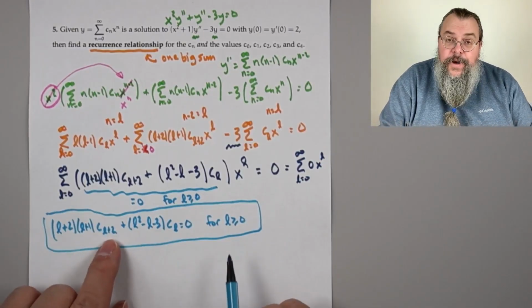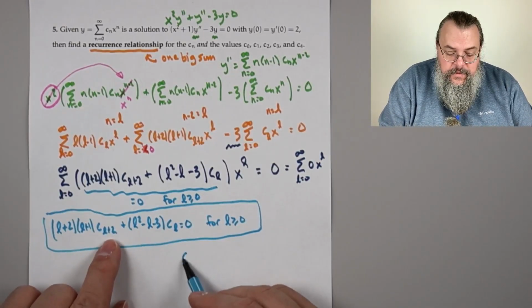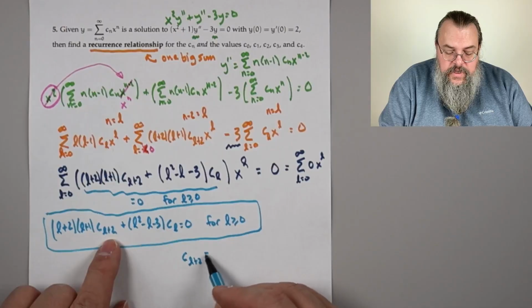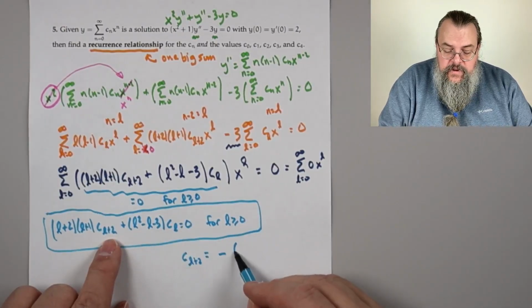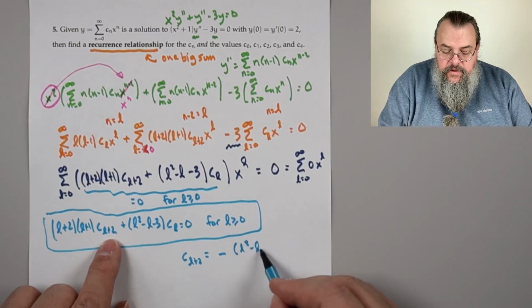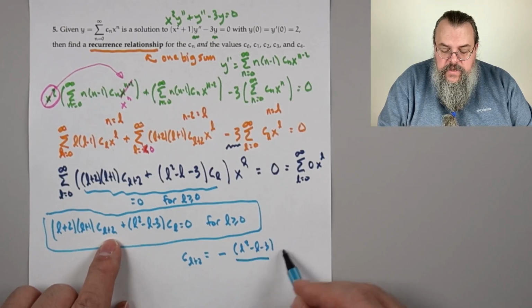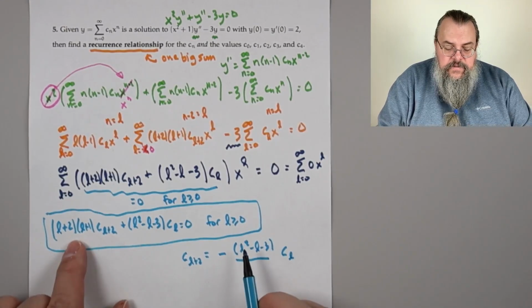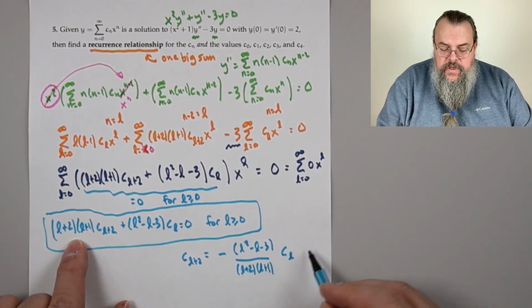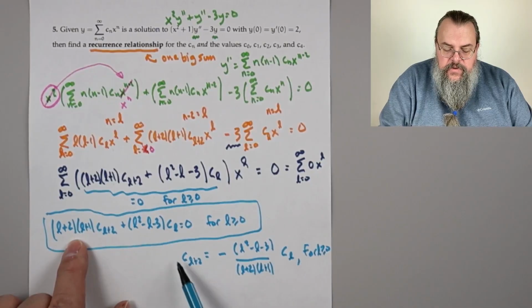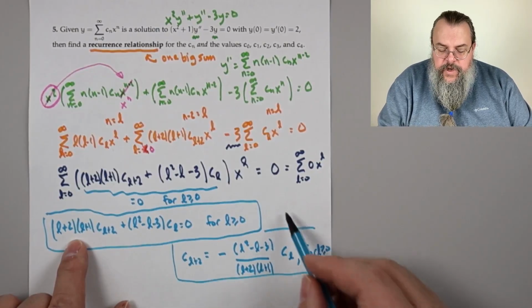Namely, if you solve for C_{L+2}, you'd move that across, so you get a minus L squared minus L minus 3, C_L, and then divide by (L plus 2)(L plus 1). And that would be for L greater than or equal to 0. Okay, so these are both options.